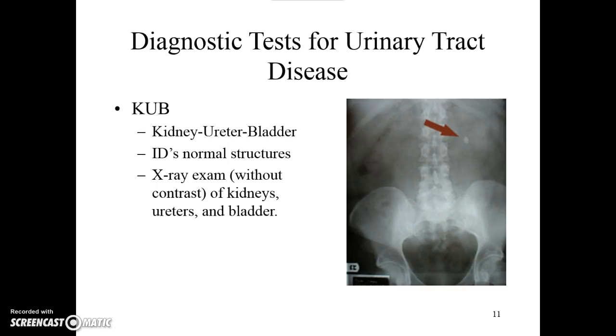In this section, we're going to talk about some diagnostic tests for urinary tract diseases. The first one we're going to talk about is the KUB. This is the kidney, ureter, bladder. It IDs the normal structures, and it's an X-ray exam without contrast of the kidneys, ureter, and bladder. It demonstrates the size and location of the kidneys in relation to other organs in the abdominopelvic region.